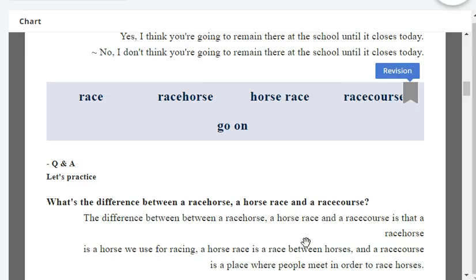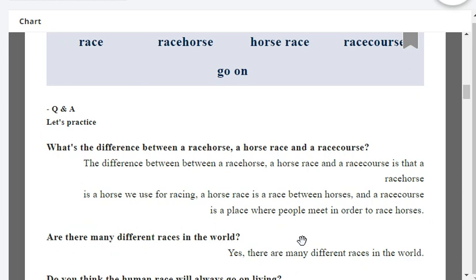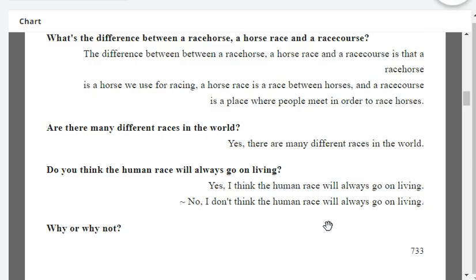Okay. What's the difference between a racehorse, a horse race, and a race course? The difference between a racehorse, a horse race, and a race course is that a racehorse is a horse we use for racing. A horse race is a race between racehorses, and a race course is a place where people meet in order to race horses. Very good.